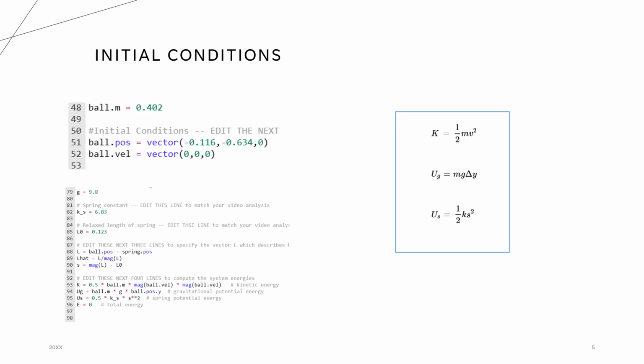So here are the initial conditions for my GlowScript coding. The mass of the ball, the spring constant, and the relaxed length of the spring were given by an introductory video on this lab. I got the position using Tracker and setting the origin, and I assumed that the ball's initial velocity was 0 because I began tracking it while it was at rest.